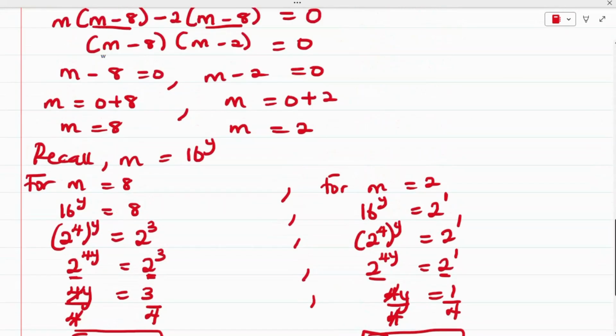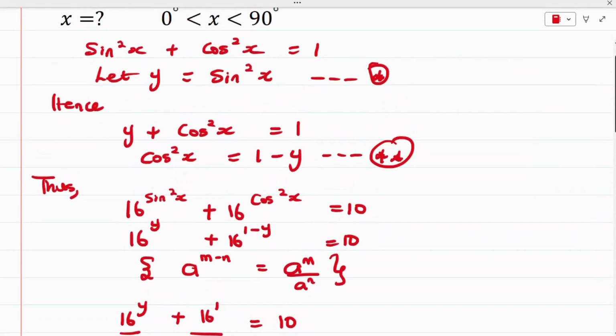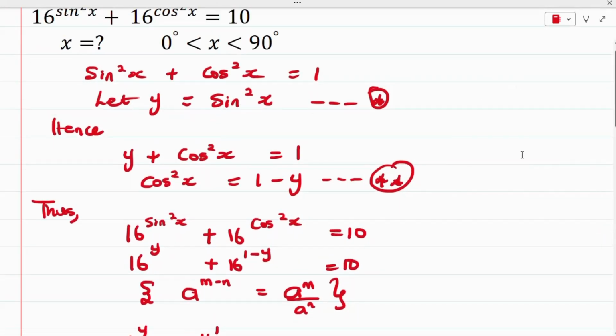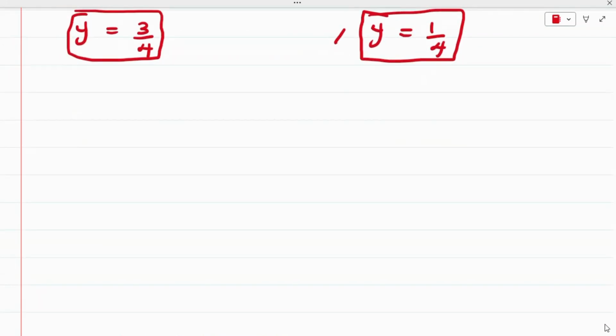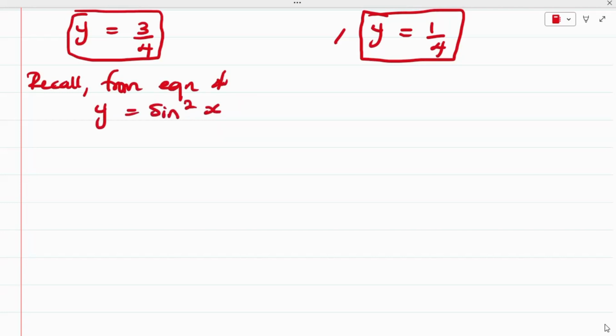Now we want to simply recall again. At the beginning, we said let y be equal to sine squared x. That is equation star. So recalling equation star, we have that y is equal to sine squared x, and we have two values of y. For y equals 3 over 4, we have 3 over 4 is equal to sine squared x. The next thing we want to do is to take the square root of both sides.